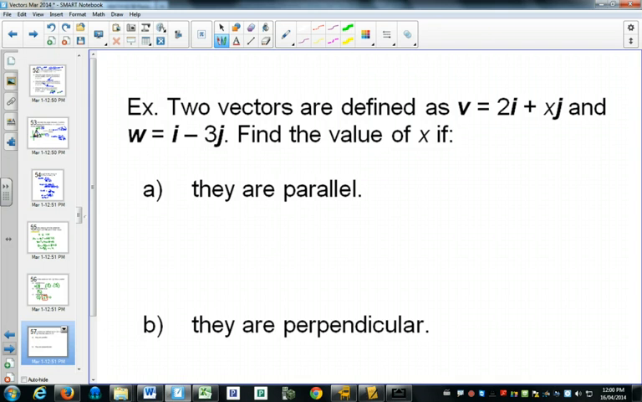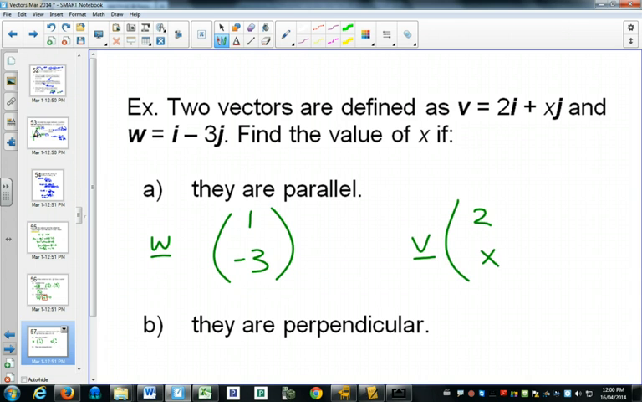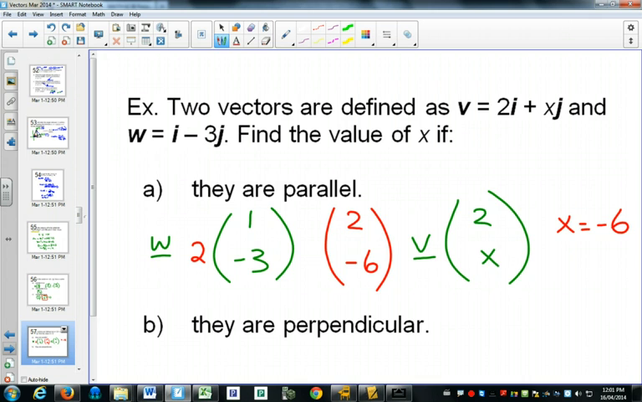Two vectors, v and w. You want to find if they're parallel. So if they're parallel, here's my vector w, which is 1, negative 3. And here's my vector v, which is 2, x. What would I have to multiply w by to get that 1 to be a 2? If I multiplied it by a 2, I would say that the vector 2, negative 6 is parallel. So then what would x be? Negative 6.